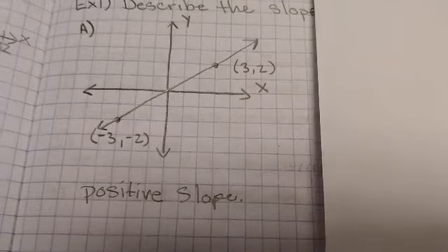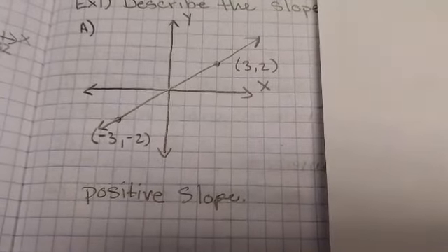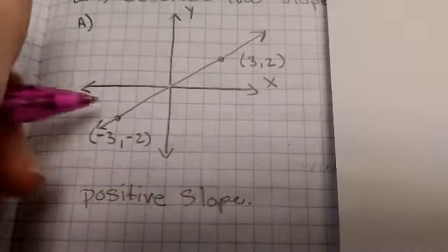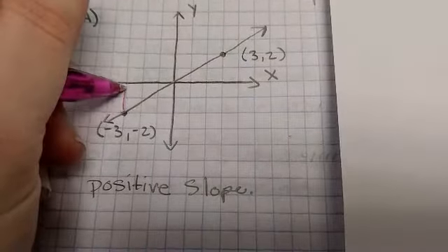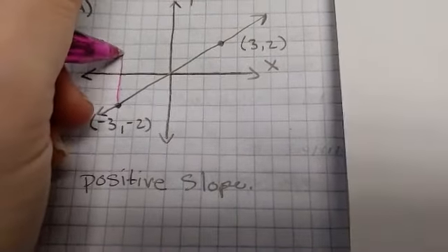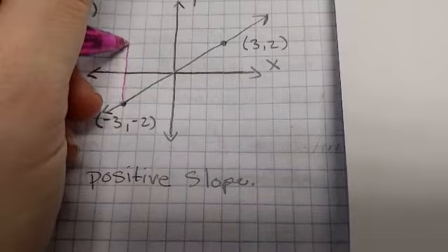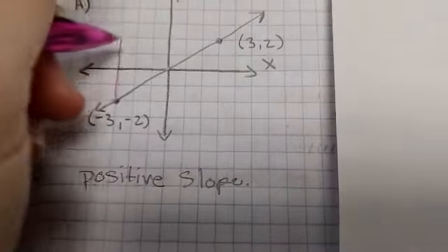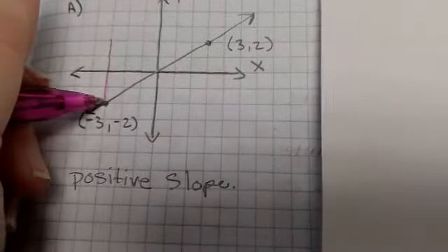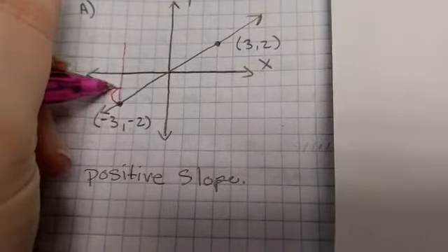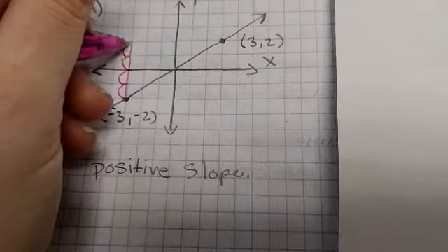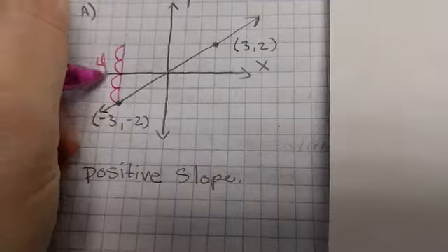In order to do that, we want to build what we call a slope triangle. So I'm going to start at one of my points, and I'm going to go straight up until I get even with my other point. So I'm going up here, and I'm going to count how many I have to go. I have to go 1, 2, 3, 4, and since I'm going up, that's a positive.